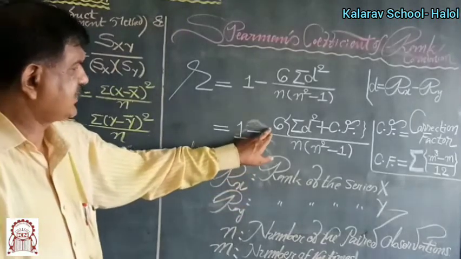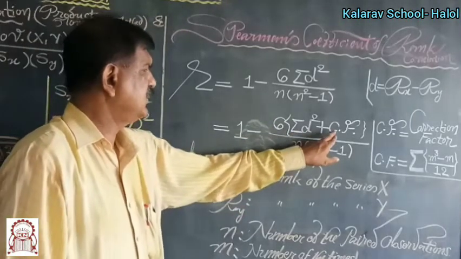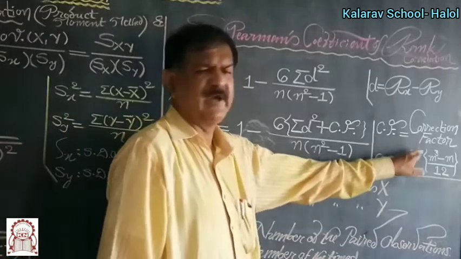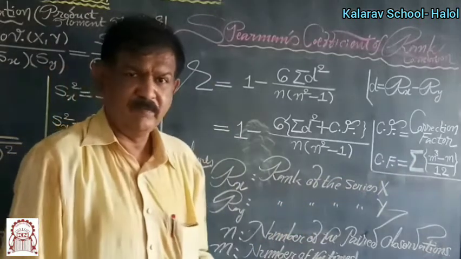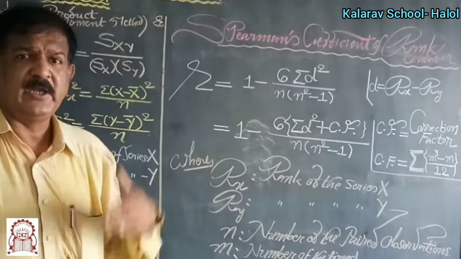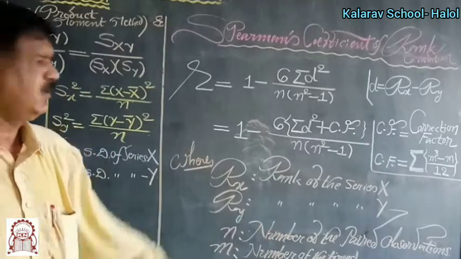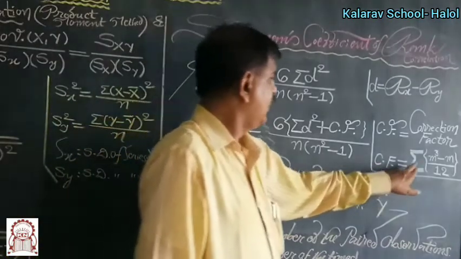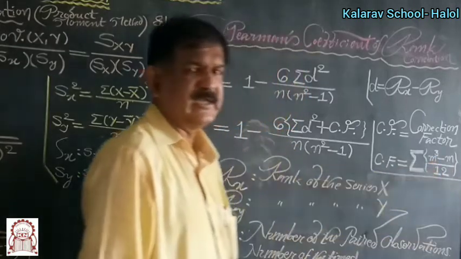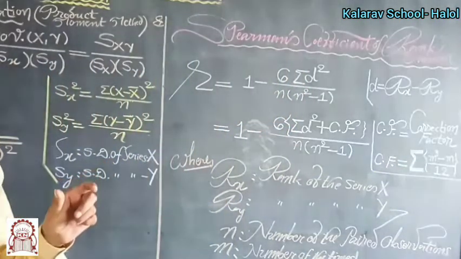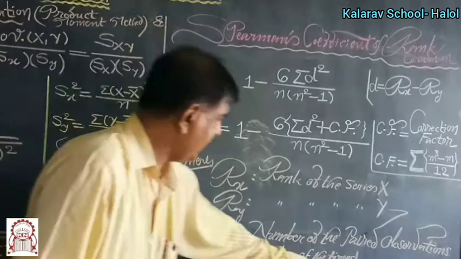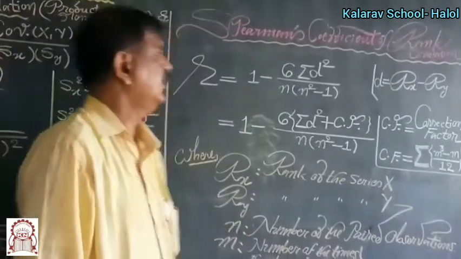1 minus 6 times sigma d square plus Cf upon n into n square minus 1, where Cf means correction factor. This correction factor should be added. Why should it be added? It must be added because if an observation is repeated, then there are equal ranks, tied ranks, repeated ranks. Cf is given by sigma m cube minus m upon 12. This small m stands for the number of times an observation is repeated.